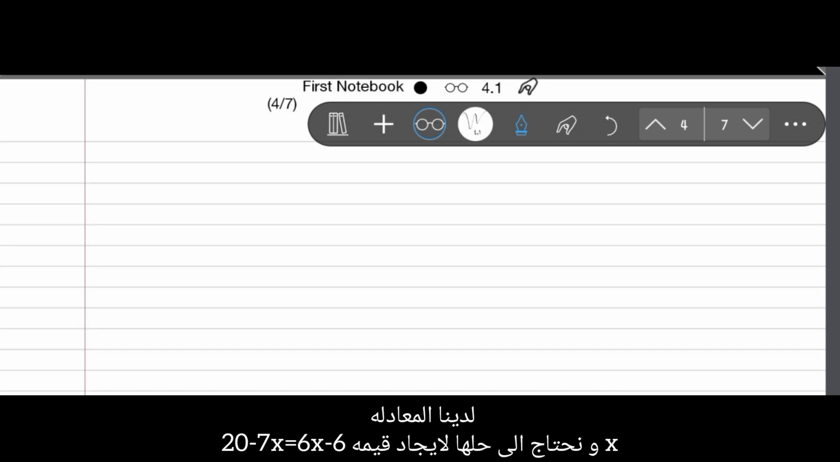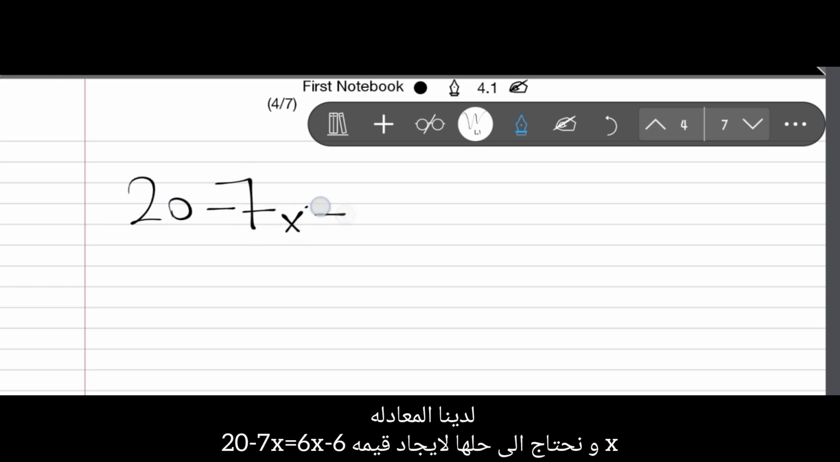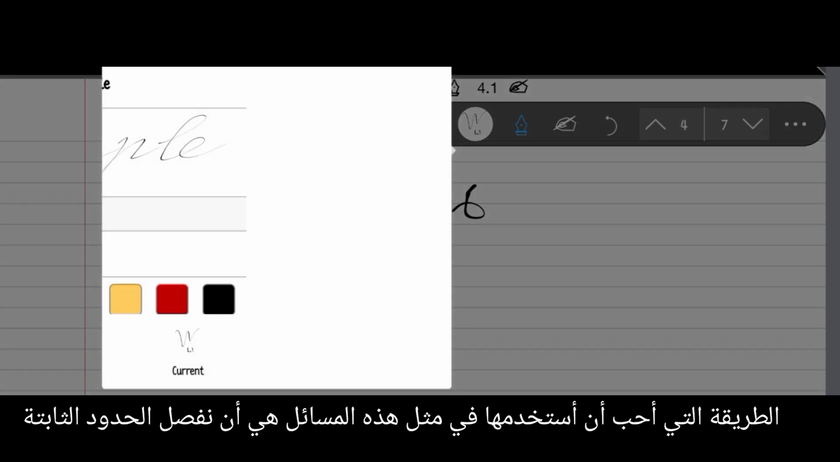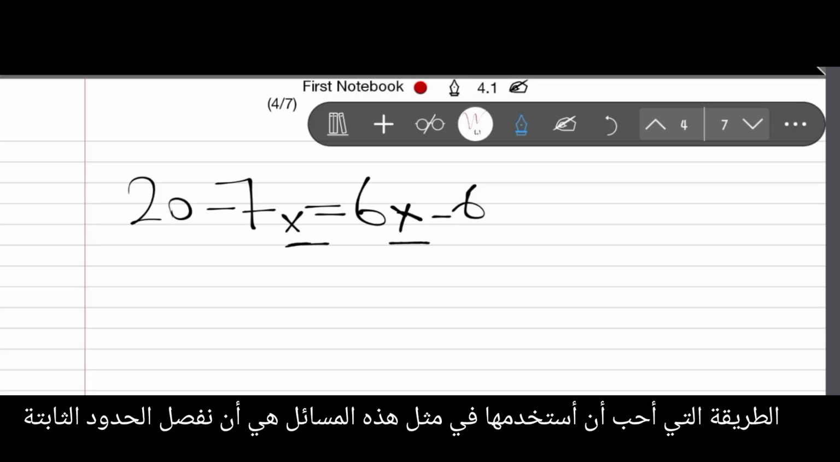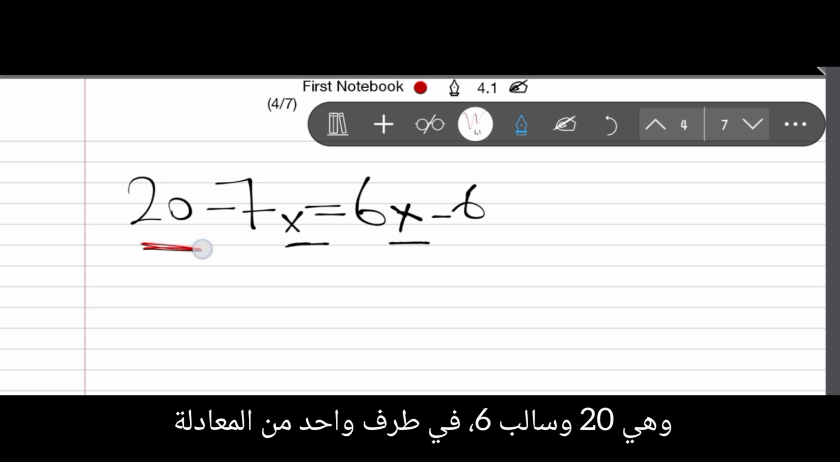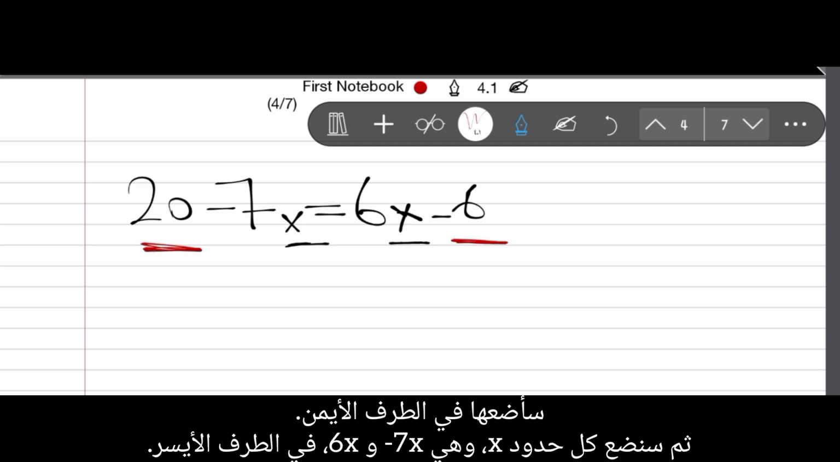We have the equation 20 minus 7 times x is equal to 6 times x minus 6, and we need to solve for x. So the way I like to do these is we just like to separate the constant terms, which are the 20 and the negative 6, on one side of the equation. I'll put it on the right-hand side, and then we'll put all the x terms, the negative 7x and the 6x, we'll put it all on the left-hand side.